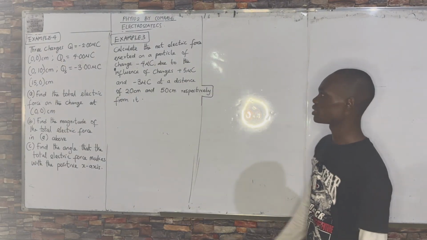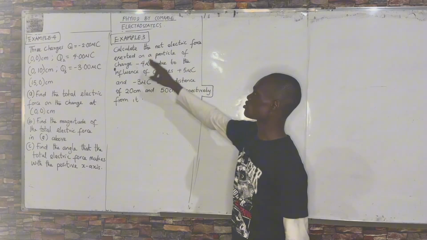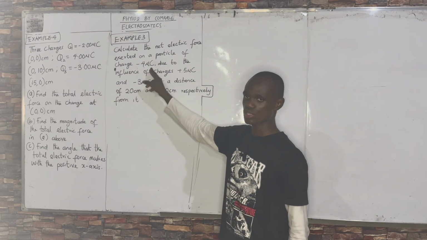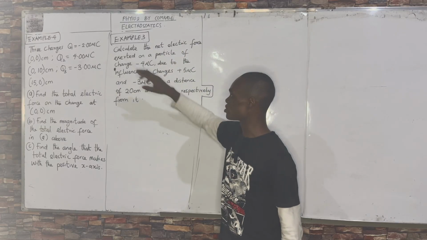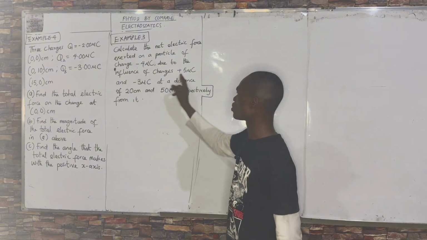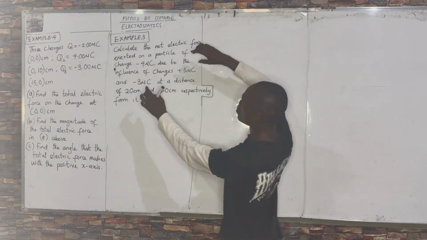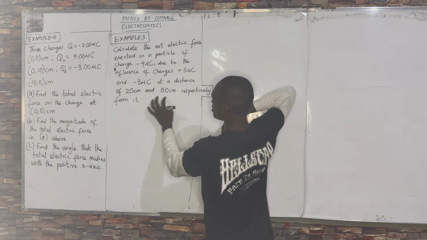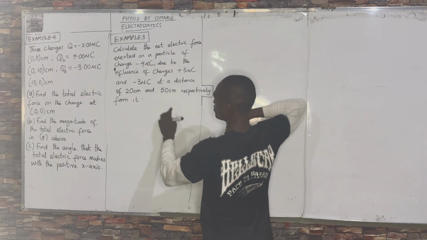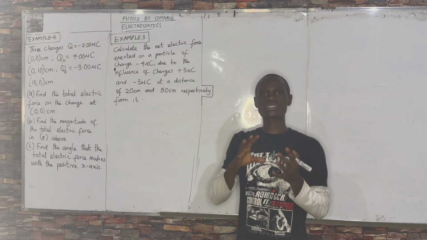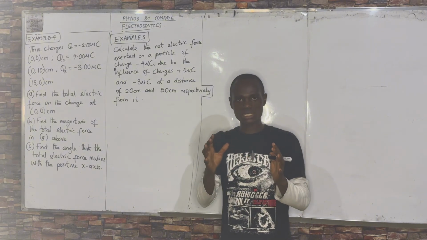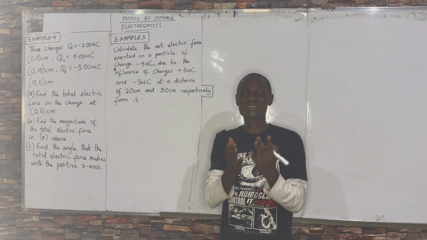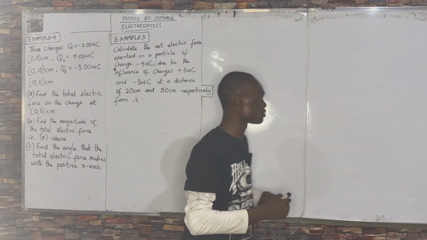Let's read example 3. Calculate the net electric force exerted on a particle of this charge. So you want to calculate the force on this charge due to the influence of these two charges. So it means these two charges are interacting with this and they are at a distance from it respectively, 20 and 50. So first thing you must understand is that you must be able to picture it, meaning you must be able to draw the diagram.